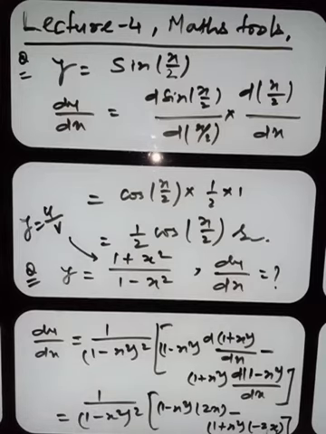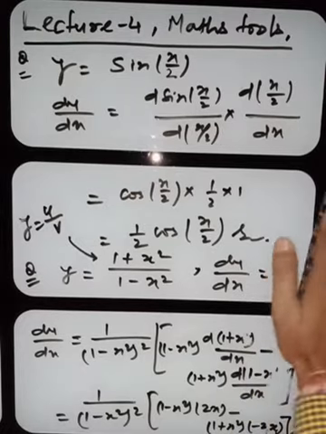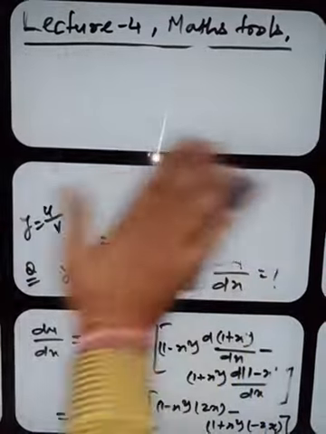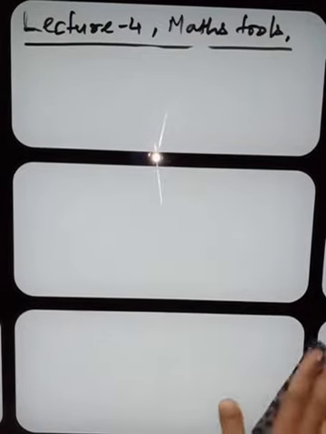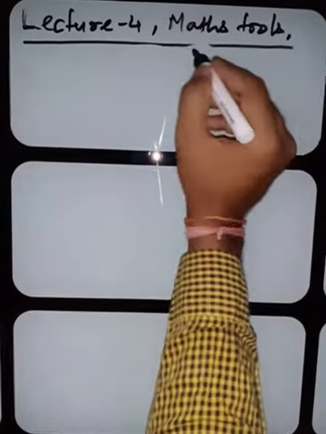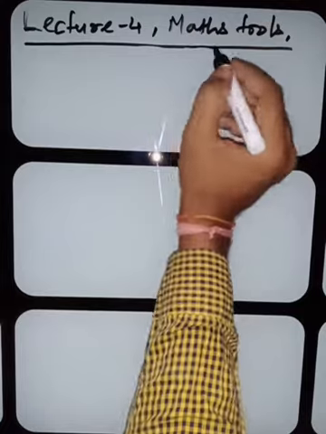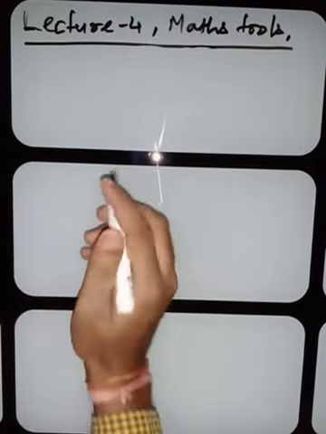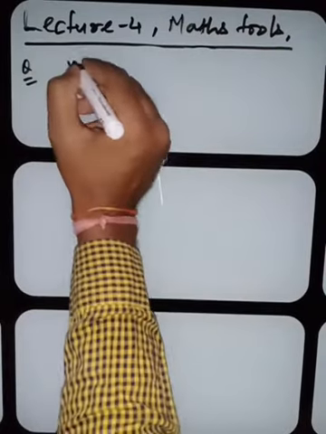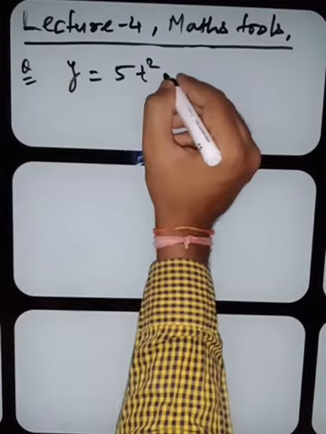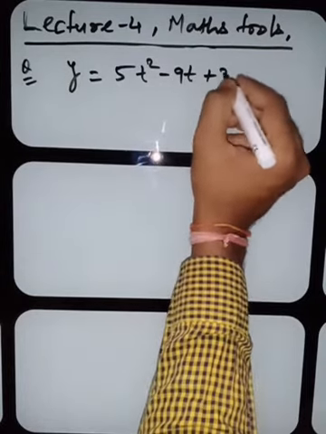Okay, my dear student. Now another very important question that you will use directly in kinematics. Actually, the motto behind teaching you this integration and differentiation, that is the calculus, is just to explain how you will use it in kinematics. Okay, my dear students. So one more question: y is equal to 5t square minus 9t plus 2.